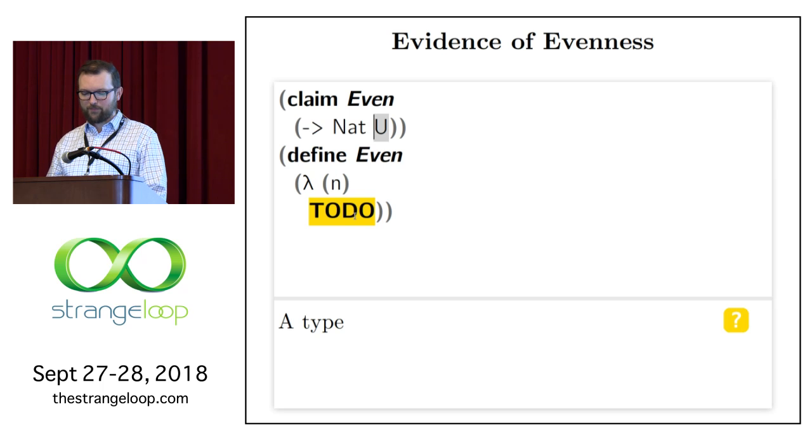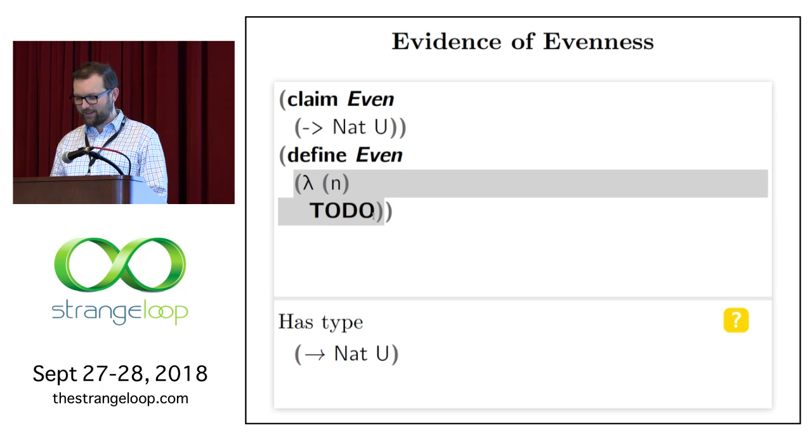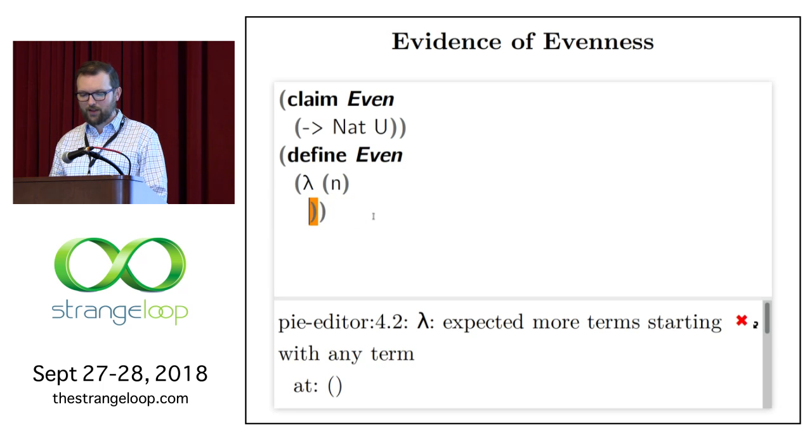So, it's got a lambda. And note that I wrote TODO here. So in Pie, sometimes it's nice to not have to write a whole program at once, so we can sprinkle it with TODOs and get back to them later. And we'll just have that little yellow question mark until we're ready. So what does it mean for a number to be even?